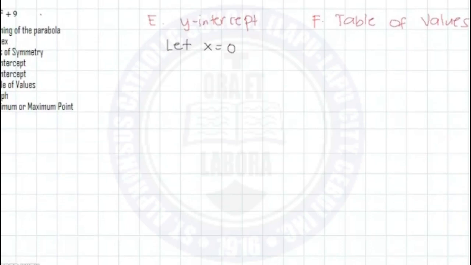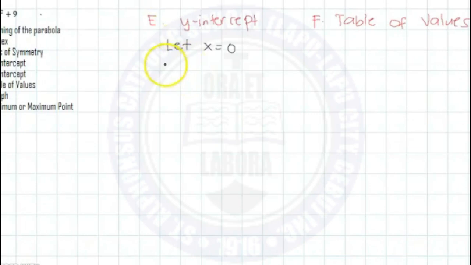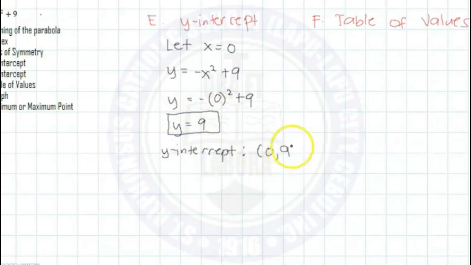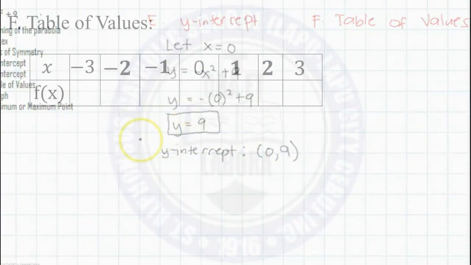In solving the y-intercept, we're going to let x be equal to 0. So copying the given, y equals negative x squared plus 9. So it will become y equals negative (0) squared plus 9. And since negative 0 squared is 0, we'll just get directly the answer, which is 9. Therefore, our y-intercept here is (0, 9). And box that final answer.